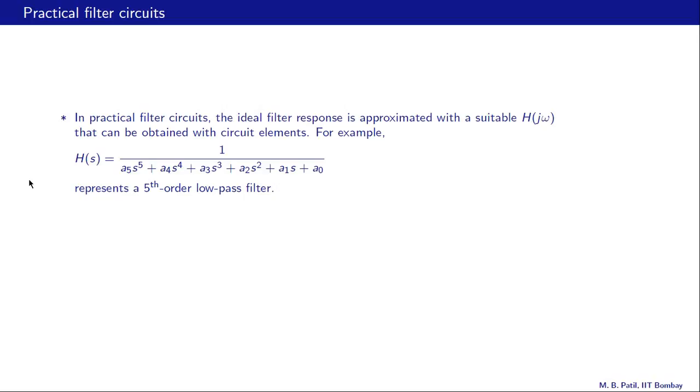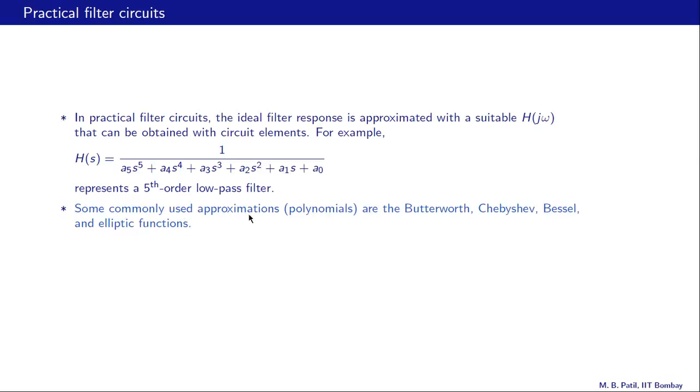In practice, it is not possible to realize the transfer functions that we have been discussing, and therefore the ideal filter response is approximated with a suitable H of j omega, which can then be obtained with circuit elements. For example, H of s could be 1 over this fifth order polynomial in s, and this could be a fifth order low pass filter, provided of course we choose these coefficients appropriately. Not any fifth order function will do, we have to choose the function appropriately.